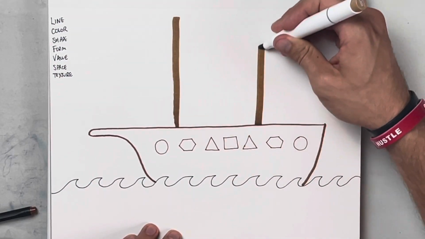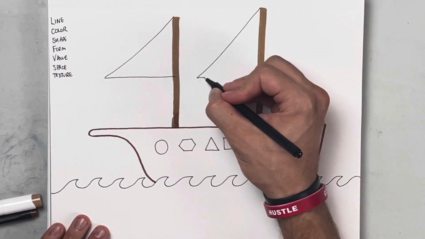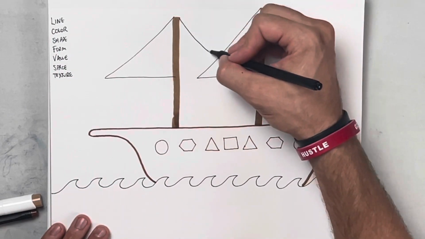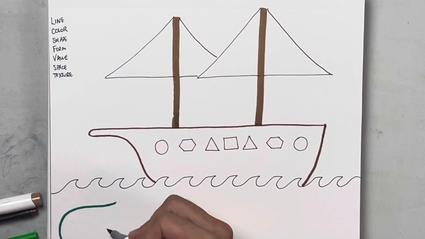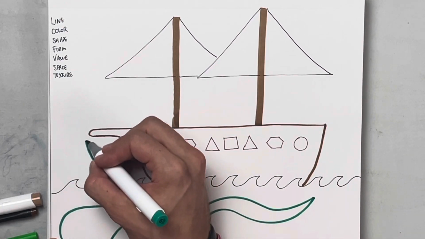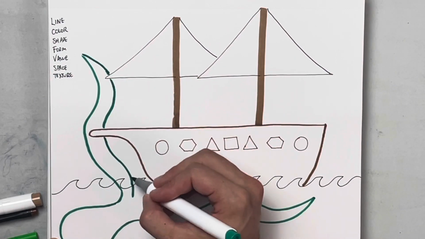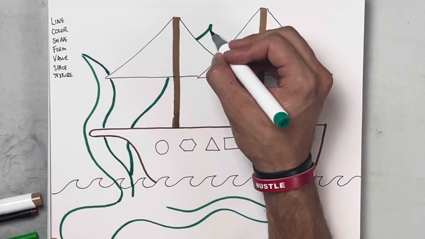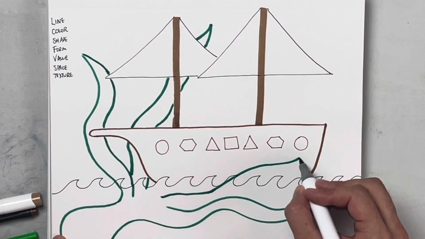Let's see, next we have 2 vertical thicker lines. I'm going to use those for the mast. A couple triangle shapes for the mast. There we go. Okay, here comes the kraken. A thicker green line, kind of a wavy line for the tentacles. Kind of going behind and in front of the ship.